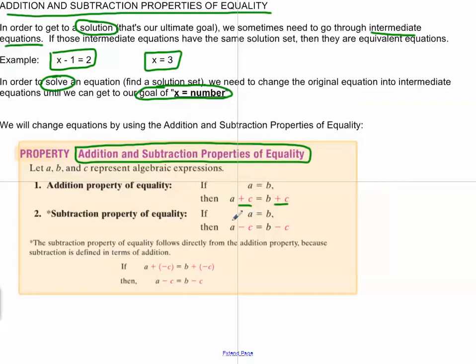Same thing holds true for subtracting. If we subtract c from a, we have to also subtract c from b, because they are both equal. We've got to treat them equally. So what does that mean then for our properties?